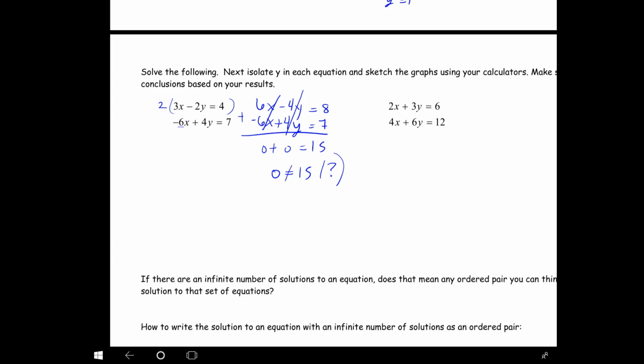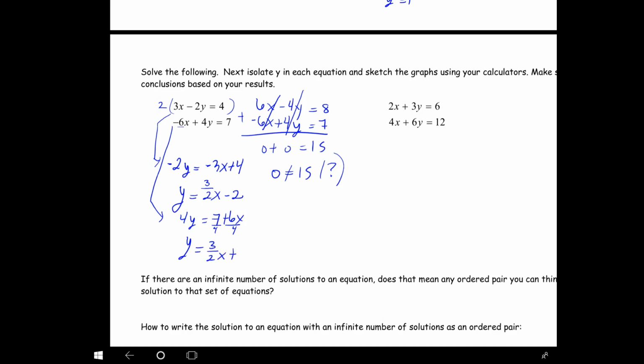So now the next step said isolate y in each equation and sketch the graphs. So if I isolated y, we'll take this first equation here. That would be negative 2y equals negative 3x plus 4. Divide by negative 2, so I have y is equal to 3/2 x minus 2. And if I isolate this y here, that would give me 4y is equal to 7 plus 6x. Divide by 4, so y is equal to, and if I just put x first, 3/2 x plus 7/4.